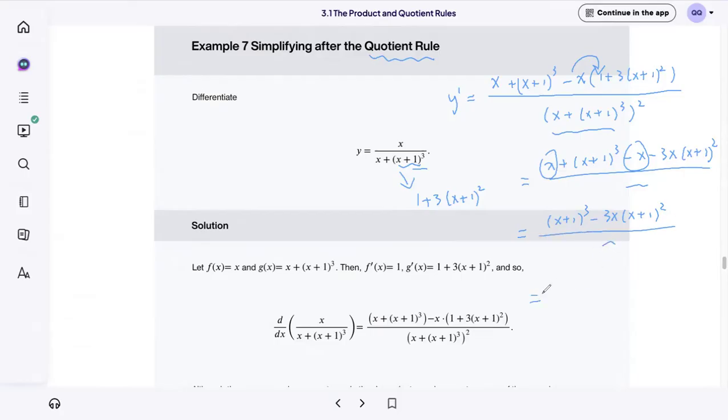Same denominator. Then I see x plus 1 squared is a common factor of the two terms in the numerator. So I factor out x plus 1 squared. I still have x plus 1 left from the first term, minus 3x. So the denominator is the same. Then I simplify this: I get x plus 1 squared times x minus 3x, which is minus 2x. So I write 1 minus 2x divided by x plus 1 raised to 3 squared. That's it. That's a simplified version.